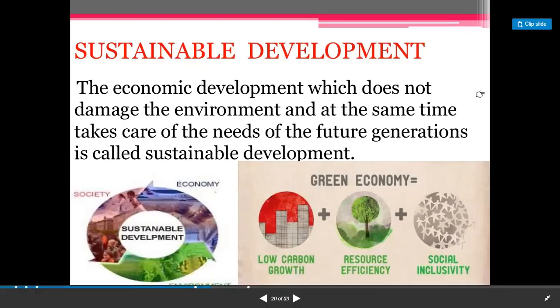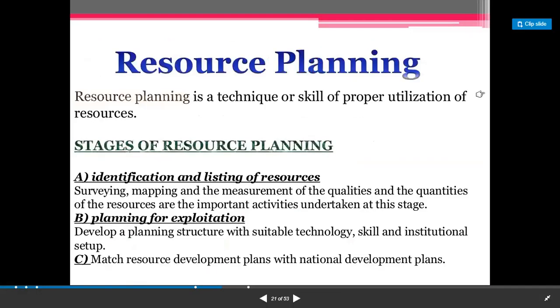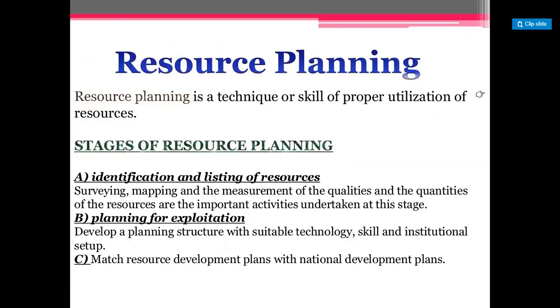Next is planning. As we are talking about resource sustainable development, automatically what is the need of the earth? That is the planning. And resource planning means a technique or skill of proper utilization of resources. This is again the most important topic, and it has different stages also.